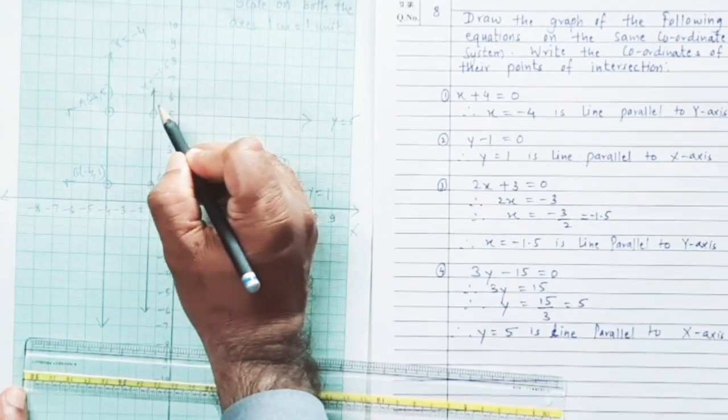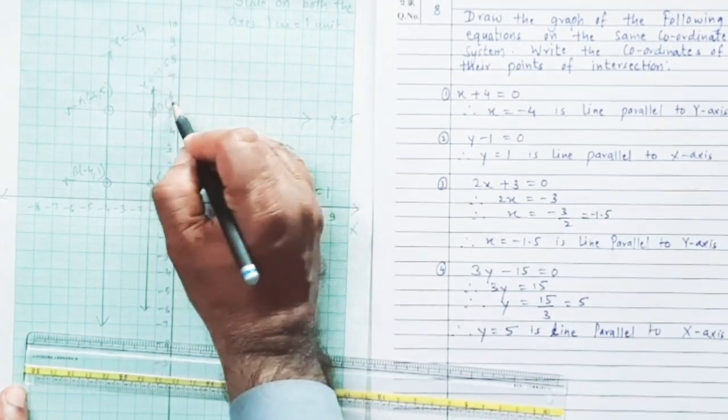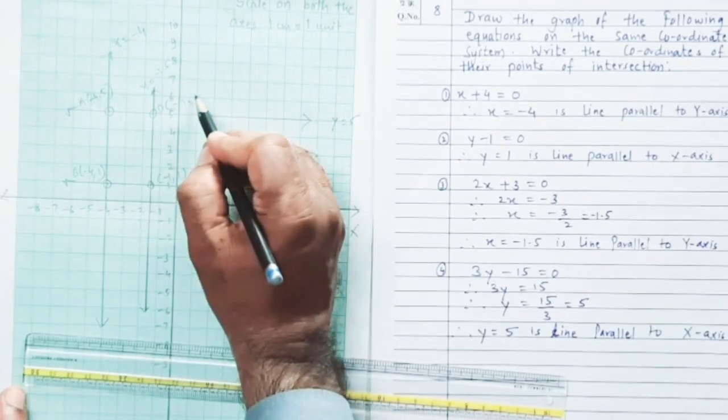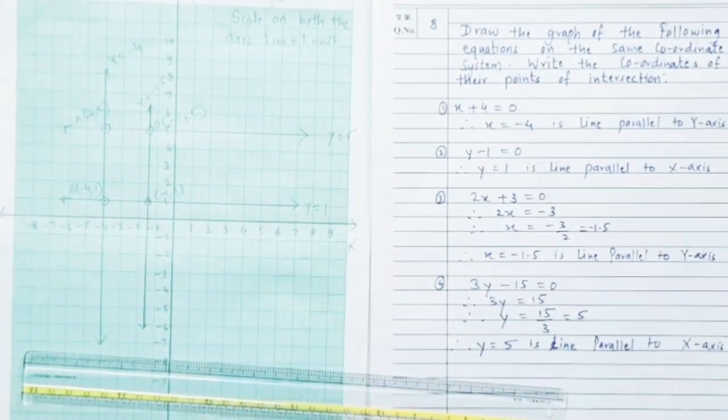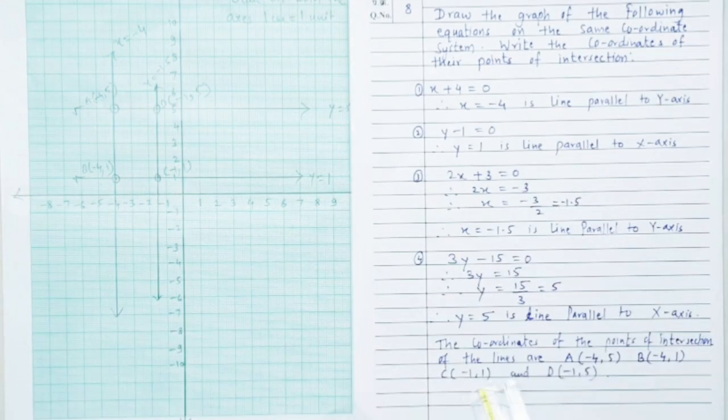And the fourth point, let the point be D, where x is equal to minus 1 and y is equal to 5. So the answer is, the points of intersection of the lines are A minus 4, 5, B minus 4, 1, C minus 1, 1 and D minus 1, 5.